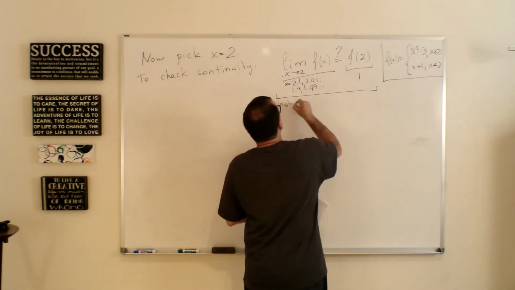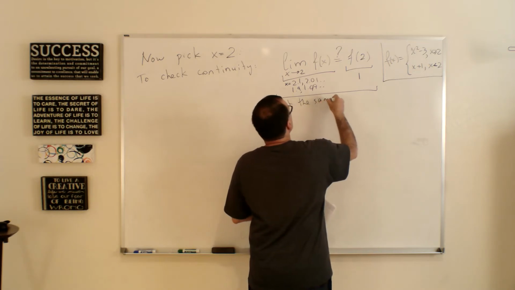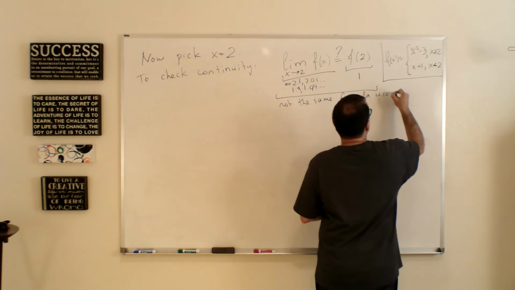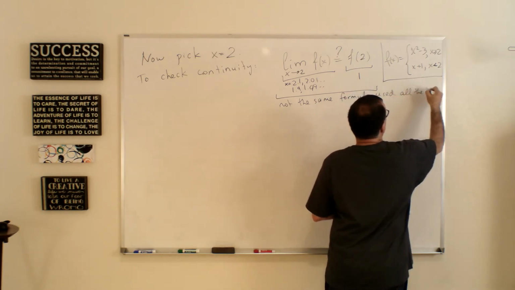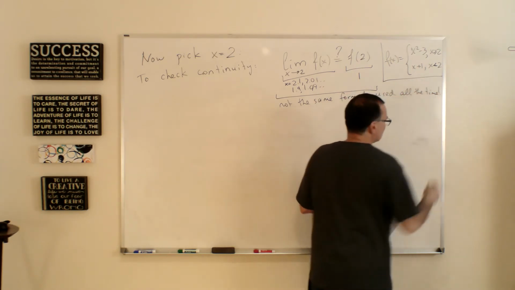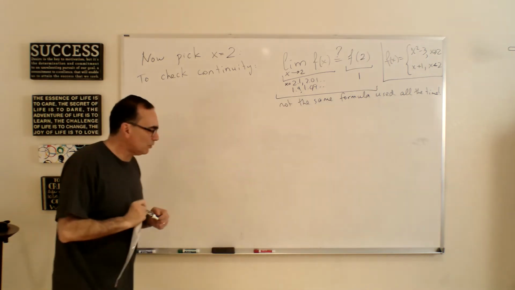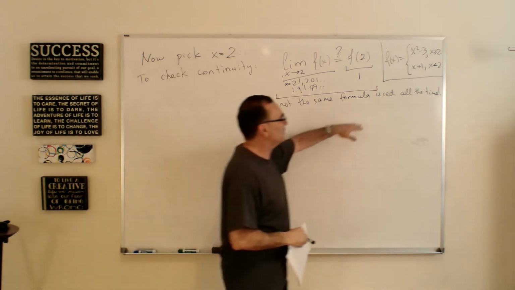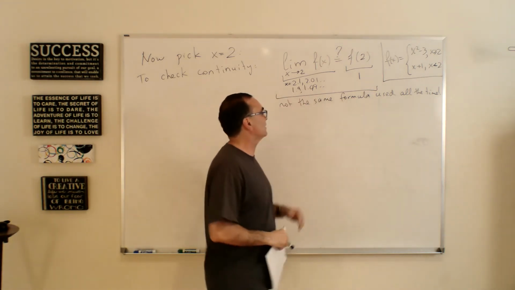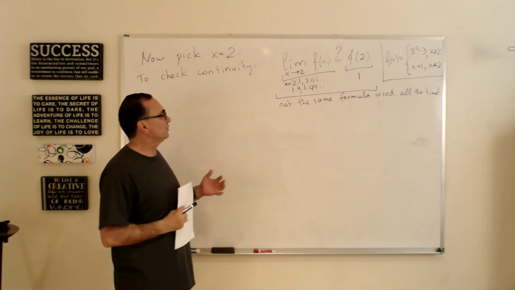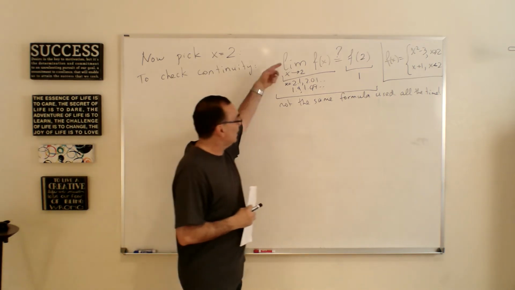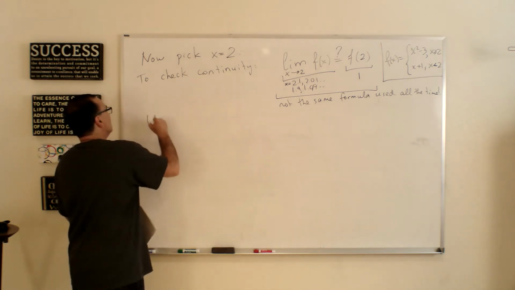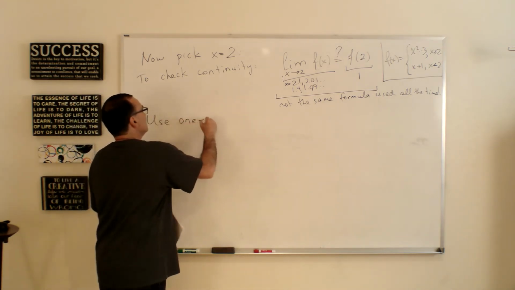So, not the same formula used all the time. It does not necessarily mean that this function is always discontinuous, but it just means that the previous reasoning is not working and we need to use a different reasoning to calculate this limit. So what reasoning would we use? And the approach we use will be one-sided limits.